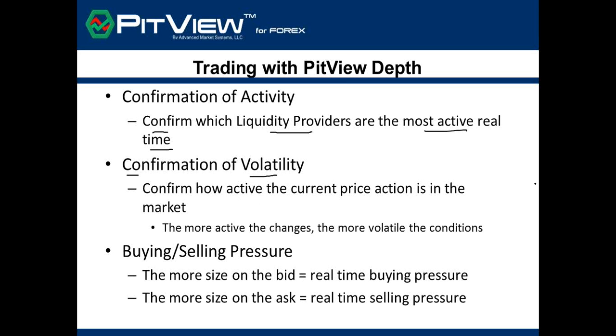What do I mean by this? As you see PitView depth, the more it moves, the more it flashes, if you will, the more it looks like a Japanese animation cartoon. It's showing you that there is a lot of market maker activity at the bid and ask price. The faster it's changing, the faster the lights are changing, it means that there is more activity at the bid and ask price. You're looking at very active market conditions.